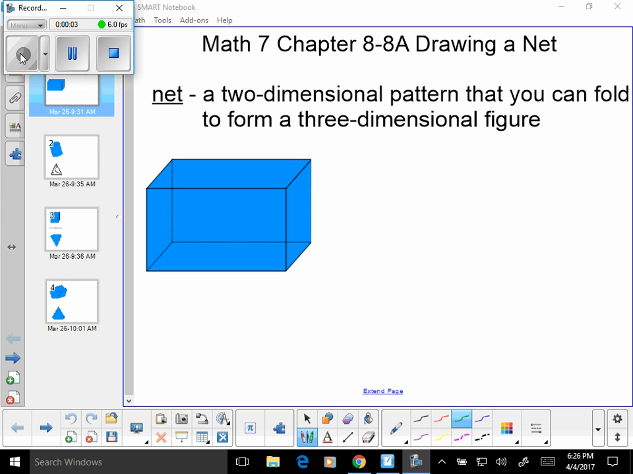Hello class, this is chapter 8.8a, drawing a net. This lesson is based on some of the work you did in chapter 8.7 on the three-dimensional figures. In math, a net means a two-dimensional pattern that you can fold to form a three-dimensional figure.